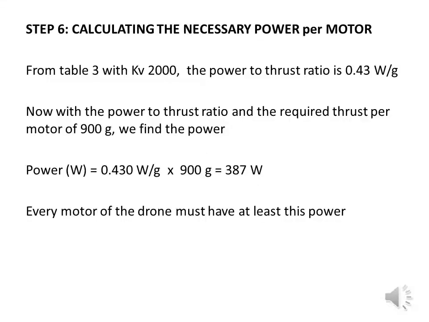Step 6. Calculating the necessary power per motor. From Table 3 with kV 2000, the power to thrust ratio is 0.43 watts per gram. Now with the power to thrust ratio and the required thrust per motor of 900 grams, we find the power. Power equals 0.43 multiplied by 900 equals 387 watts. Every motor of the drone must have at least this power.